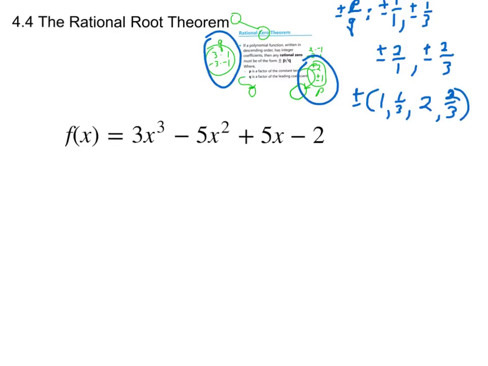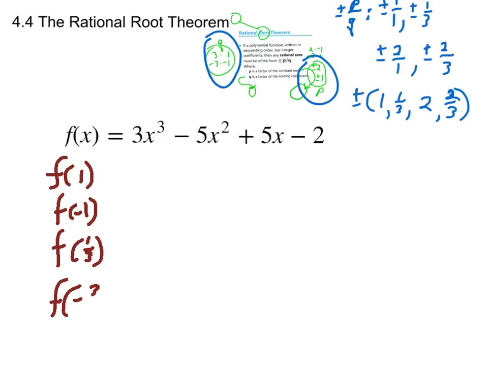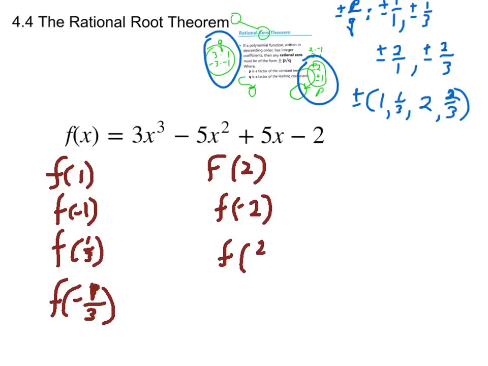So we're going to do f of 1, f of negative 1, f of 1/3, f of negative 1/3, and then f of 2, f of negative 2, and f of 2/3, and f of negative 2/3. Those are our choices. Okay, I copy everything down, right? 1, negative 1, 1/3, negative 1/3, 2, negative 2, 2/3, negative 2/3.